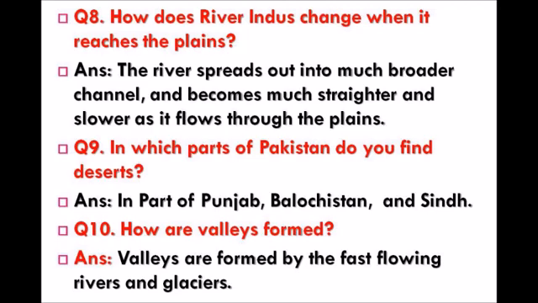Question number 10 is how are valleys formed? Answer is valleys are formed by the fast flowing rivers and glaciers.